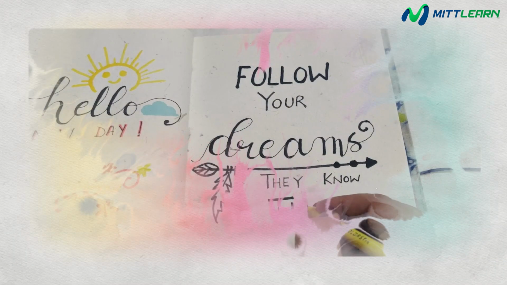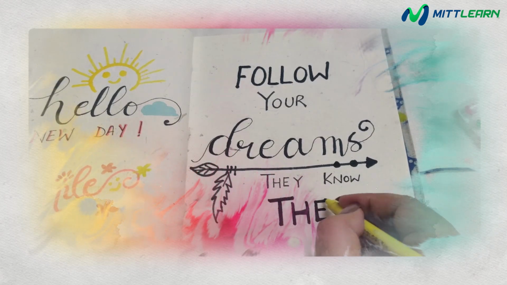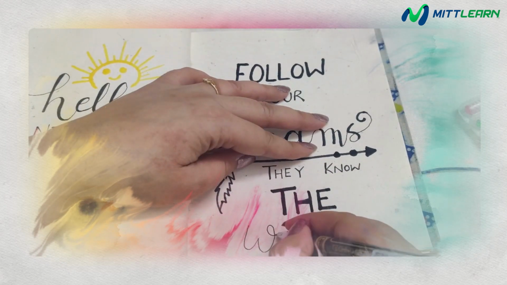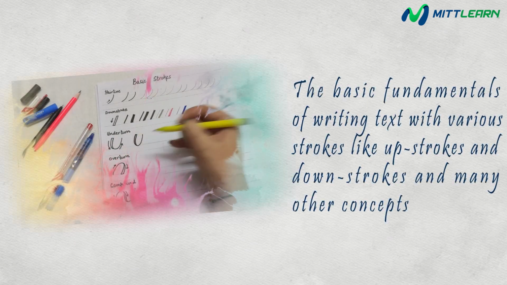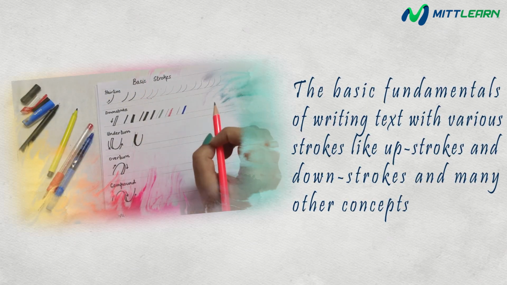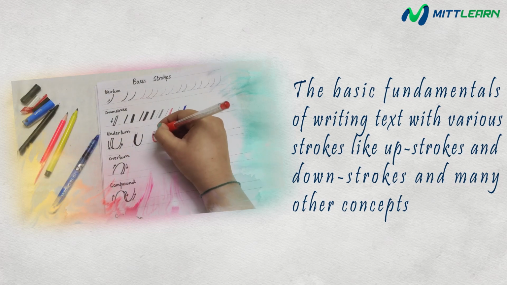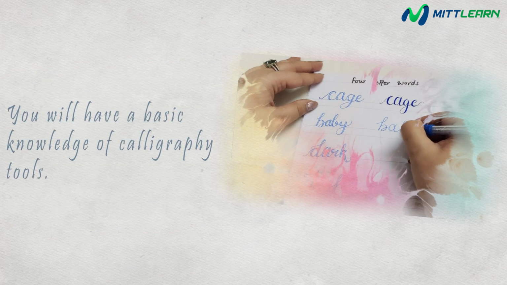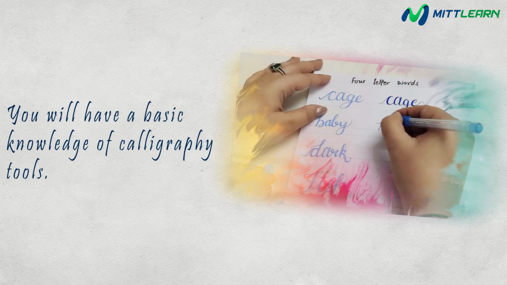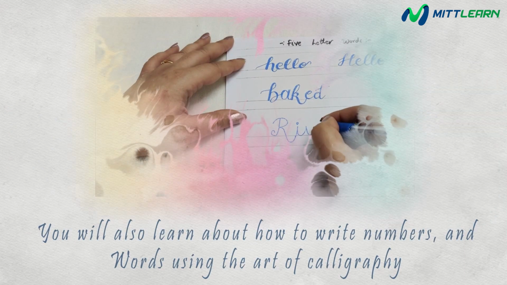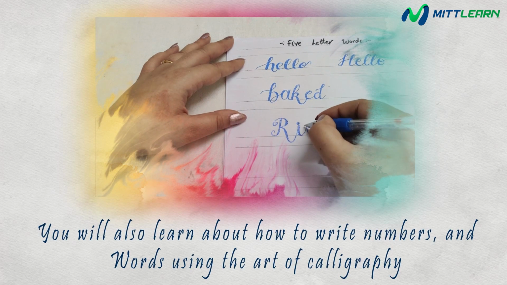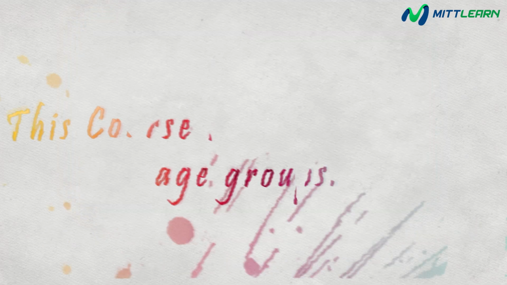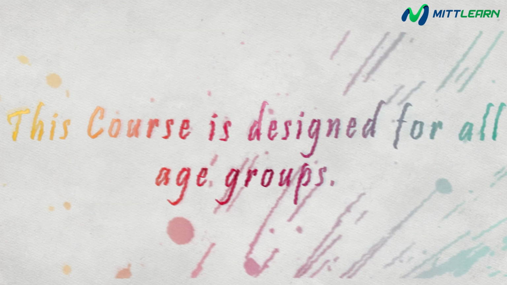In this course, you are going to learn about the different art forms of calligraphy in a comprehensive and lucid way. The course is designed such that you can learn about the basic fundamentals of writing text with various strokes like upstrokes, downstrokes, and many other concepts. You will have a basic knowledge of calligraphic tools. You will also learn how to write numbers and words using the art of calligraphy. This course is designed for all age groups.